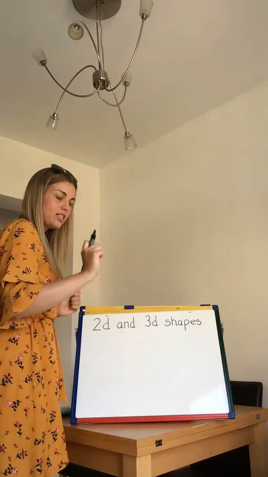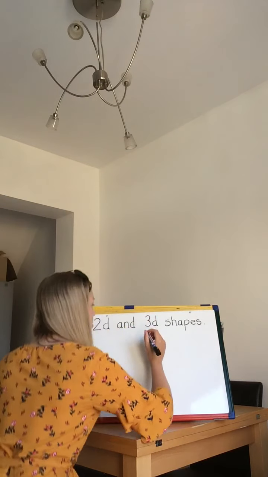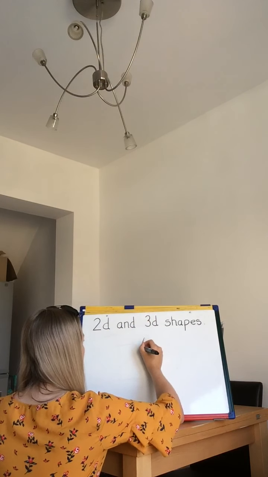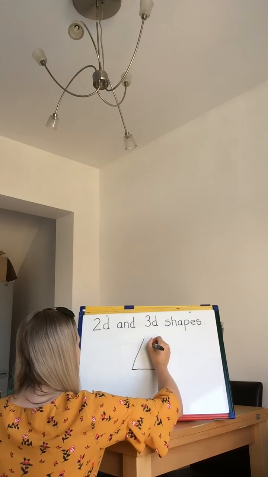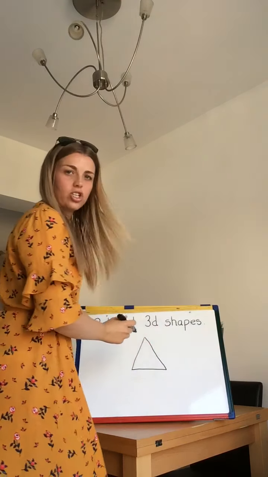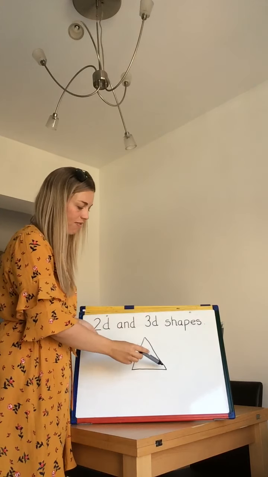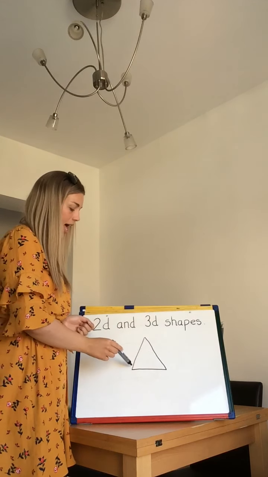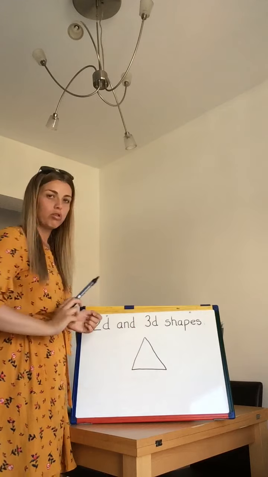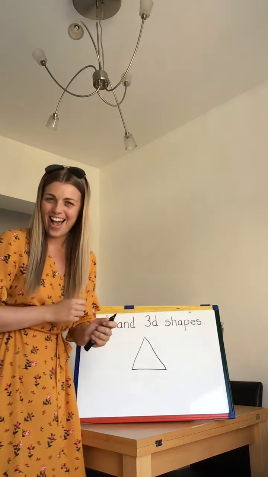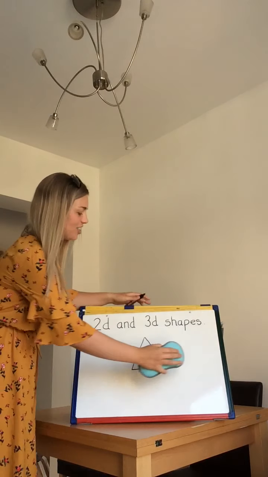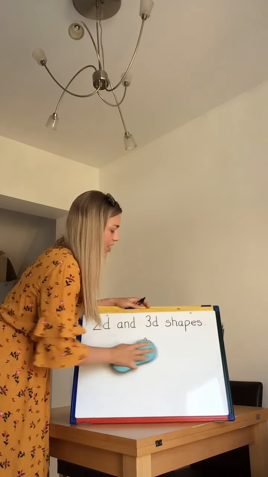What is this shape, please, my darlings? What shape is this shape? So it's got a flat space at the bottom, and then it's got 1, 2, 3 corners. What is it? A triangle! Well done, a triangle. Fantastic.